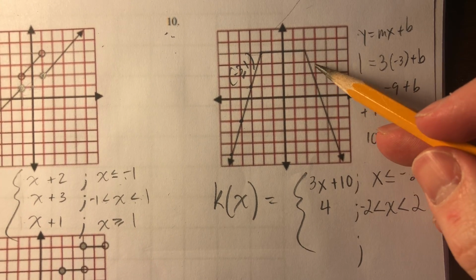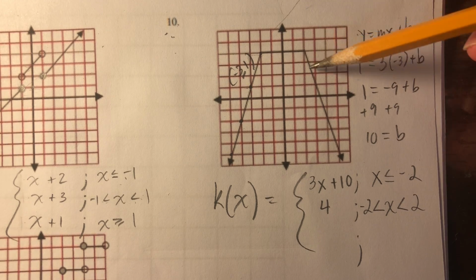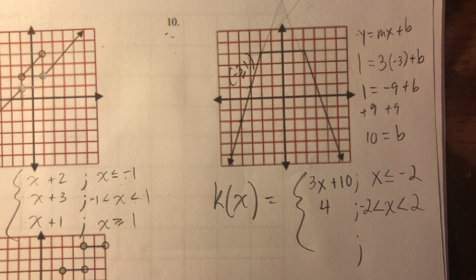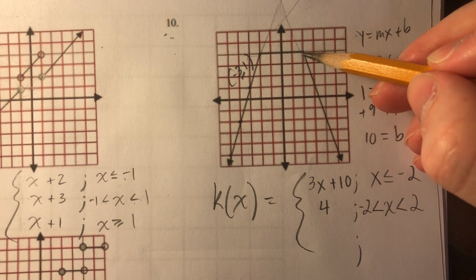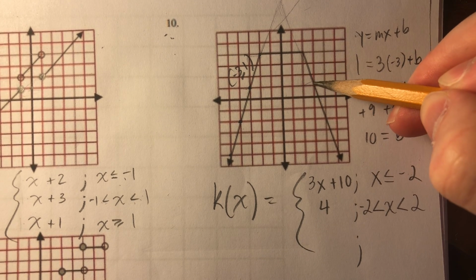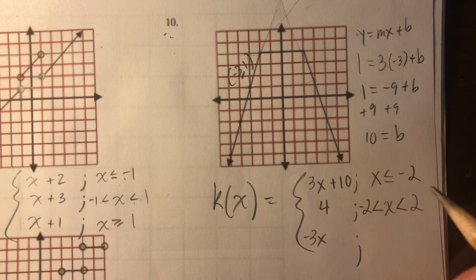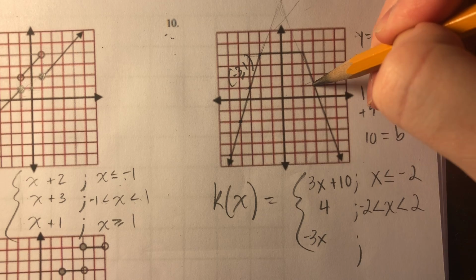All right, now I've got another function here. It looks like it's going to have the same y-intercept as this. See how they're symmetrical? I can sort of tell that they're going to have the same y-intercept. I'll still do the work at least to prove that that's true. So here we see the slope is down 3 over 1. So that's a slope of -3.